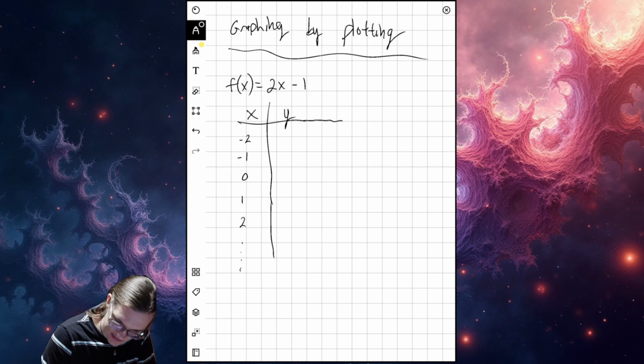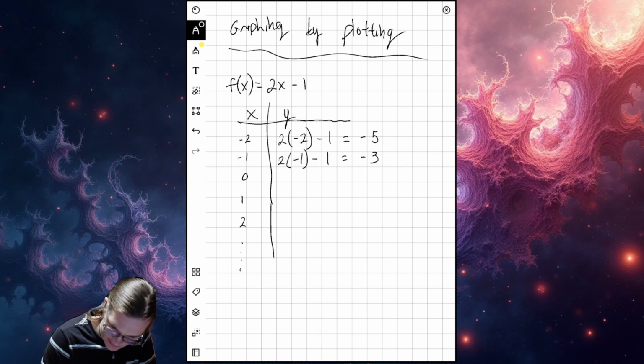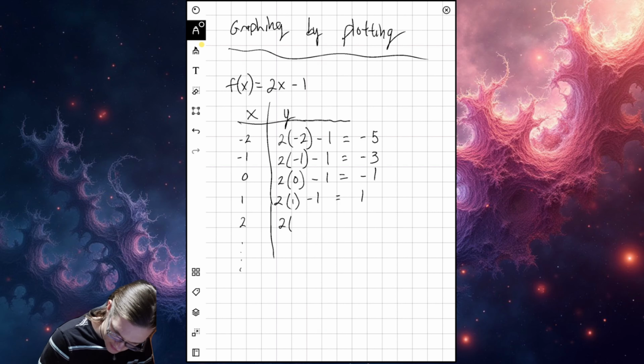Well, let's extend this. If x is negative 2, then y is 2 times the x, which is 2 times minus 2, minus 1, which will be negative 4 minus 1, that's negative 5. And then 2 times the x, negative 1, minus 1, will be negative 2 minus 1 equals negative 3. 2 times 0 minus 1 will be 0 minus 1, which is negative 1. And for the positives, 2 times 1 minus 1 gives me 1. 2 times 2 minus 1 gives me 3.